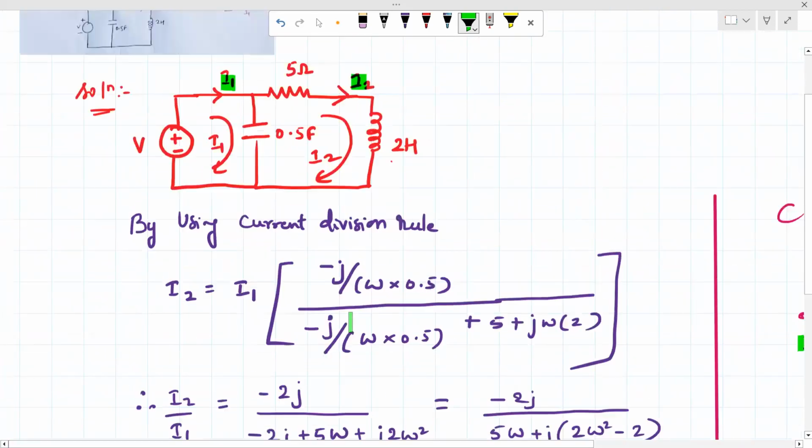The same thing I have applied here. So this branch current I2 is equal to the total current I1 into the resistance of the other branch. The resistance of the other branch is a capacitor of value 0.5 F, which I will write as minus j by omega C. The value of C is 0.5. And this is the resistance of the other branch, and the total resistance is this, plus there is a 5 and plus there is a j omega L, that is j omega 2. The value of L is 2.